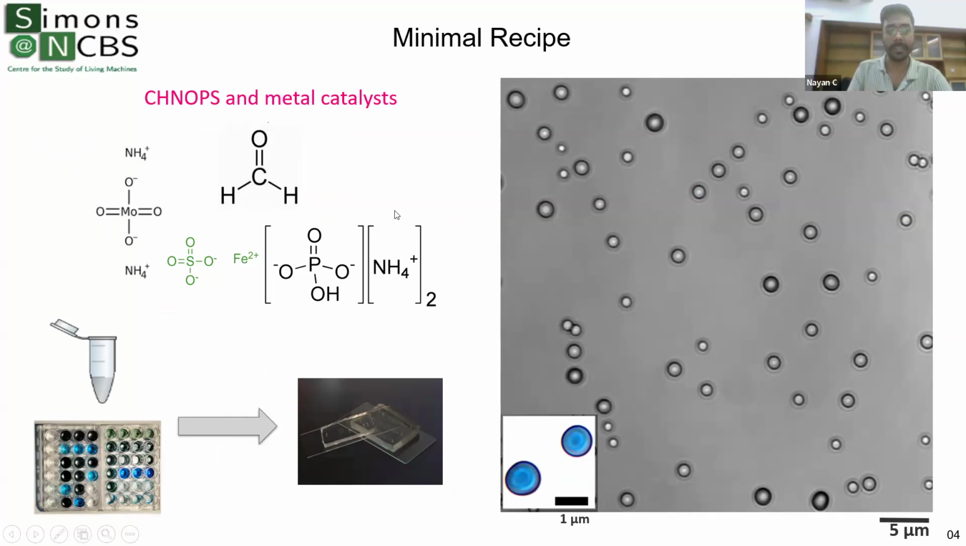So we start from a simple mixture of these molecules in which formaldehyde is the sole carbon source. And then starting from there, we optimize the conditions at some concentration of these starting materials. We get these microsphere particles which emerge in our system, which can be observed through microscopy, and they are bright blue in color, due to the presence of reduced molybdenum in them.